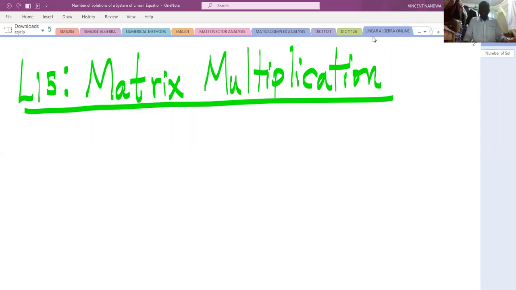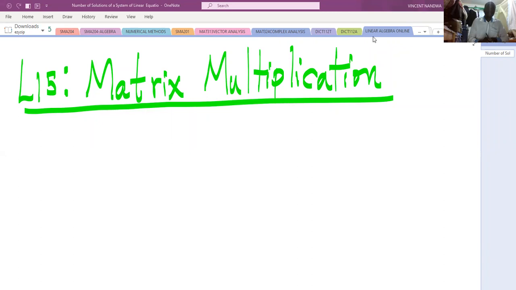In this short video, we are going to demonstrate the concept of matrix multiplication. Remember, we are continuing with the operations on matrices. If you haven't done the addition, subtraction, and scalar multiplication of matrices, please watch the previous video. So let's define matrix multiplication, and then we'll do some examples.